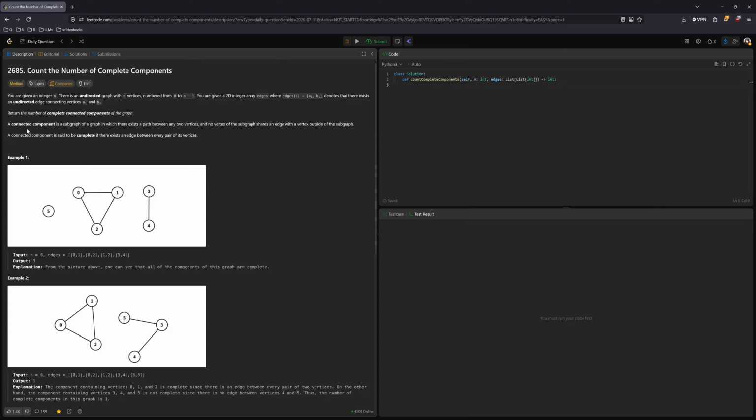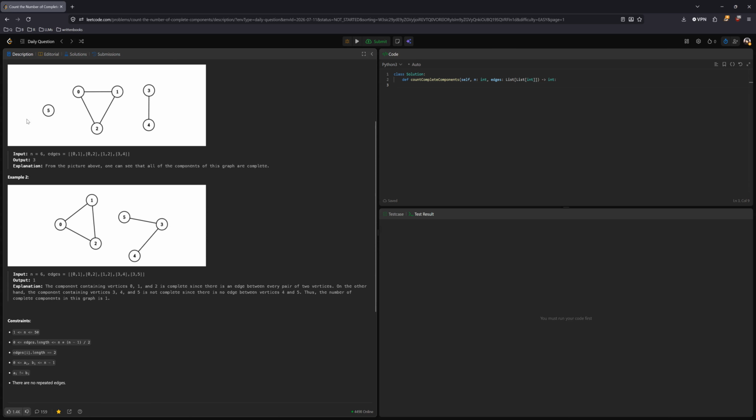A connected component is a subgraph of a graph in which there exists a path between any two vertices, and no vertex of the subgraph shares an edge with a vertex outside of the subgraph. A connected component is said to be complete if there exists an edge between every pair of its vertices. From the picture above, you can see that all the components of this graph are complete.